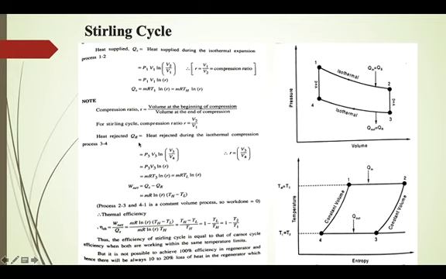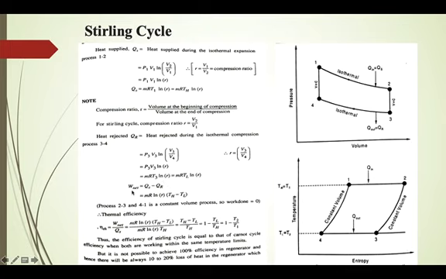Now heat rejected, QR, is the heat rejected during the isothermal compression process. Heat rejection is happening in process 3 to 4. It is an isothermal compression process where heat is rejected. It is P3 V3 ln V3 by V4. Now V3 by V4 is actually V2 by V1 since the volume is the same. So it is again P3 V3 ln R, or m R T3 ln R. So this is the amount of heat that is rejected during the process.